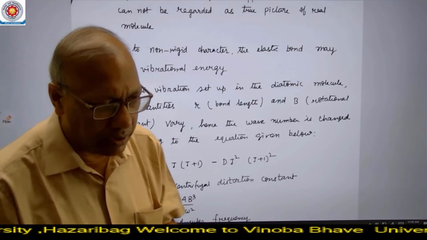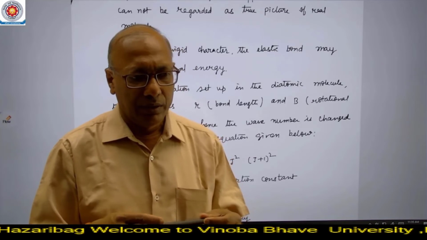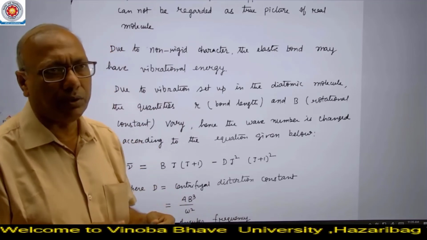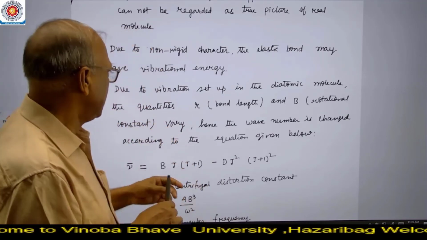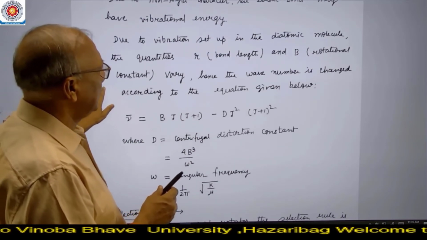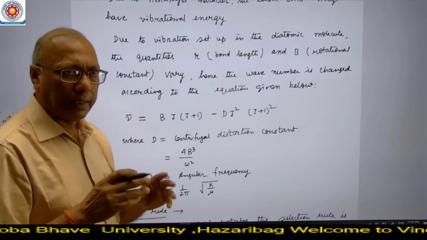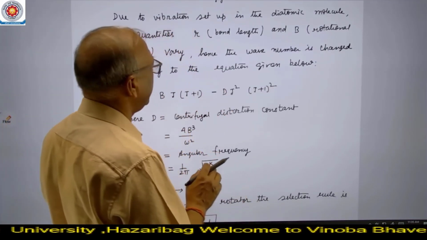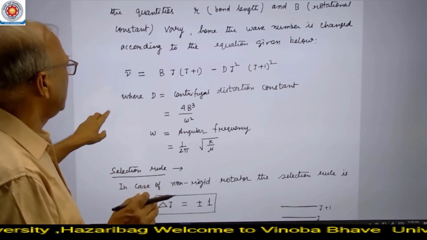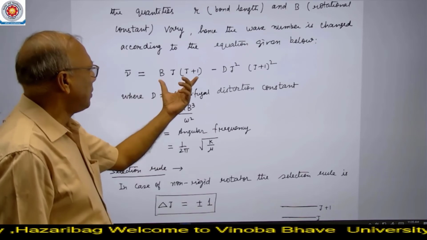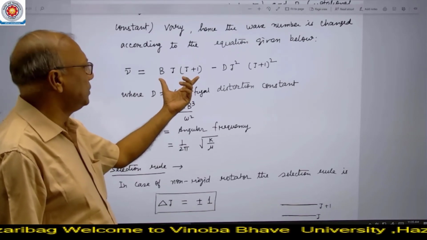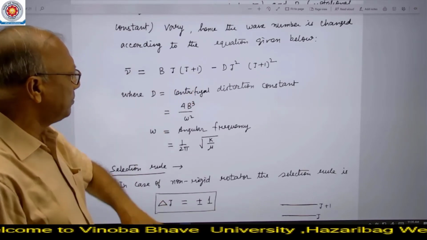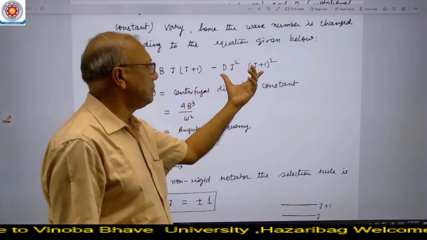Here we are discussing the rotational spectra, but in this case we have introduced the term vibrational energy also, because the vibration is also set up in this case. So due to vibration in the diatomic molecule, when the character is non-rigid rotator, the bond length and rotational constant vary, and hence the wave number nu bar is changed according to the formula. This part, B into J plus 1, is only for the rigid rotator. But when the character becomes non-rigid rotator, this additional term is introduced.